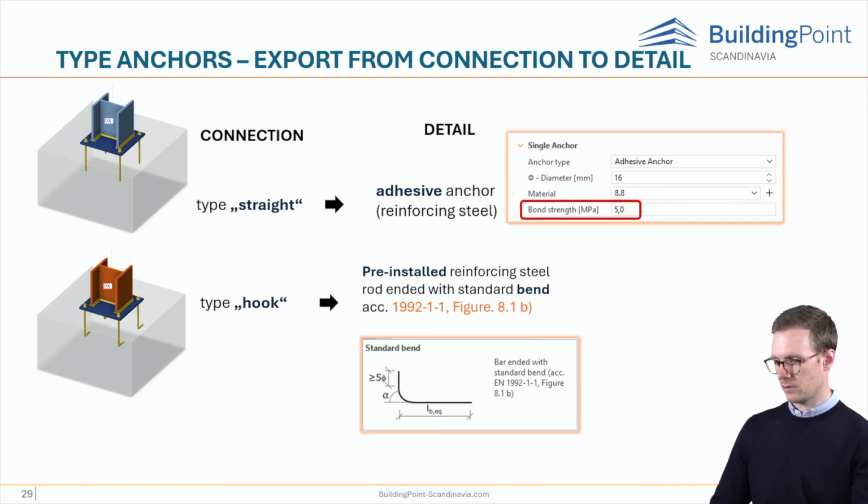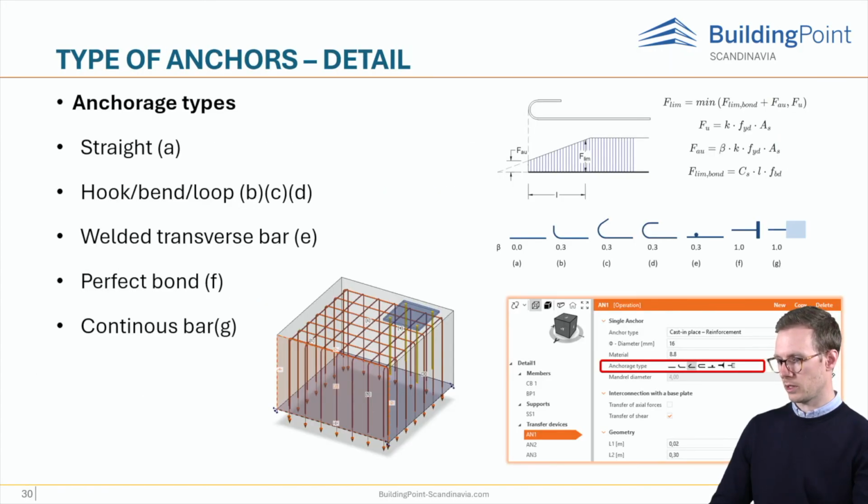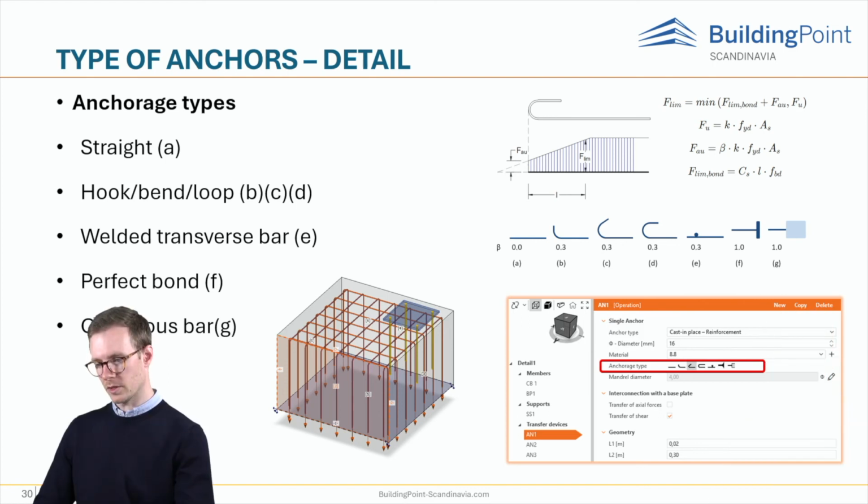When the anchors are exported into the detail application, they will be converted as follows. The straight anchor is exported into detail as adhesive, and the hooked anchor is exported into detail as a pre-installed reinforcing steel rod ended with a standard bend. In detail, there are even more types to choose from, and you can see them here, also with the following beta factors for the straight, the hook, bend loop, welded transverse bar, perfect bond, or the continuous bar.